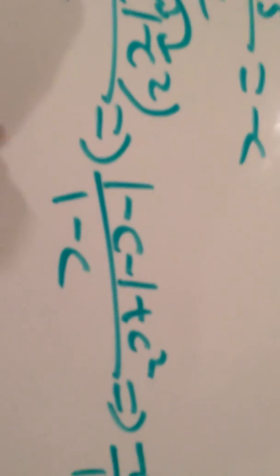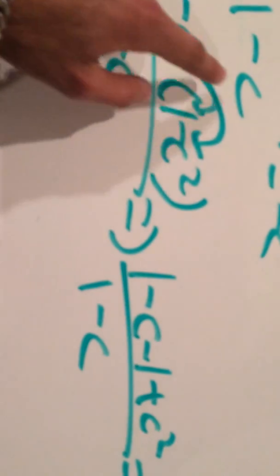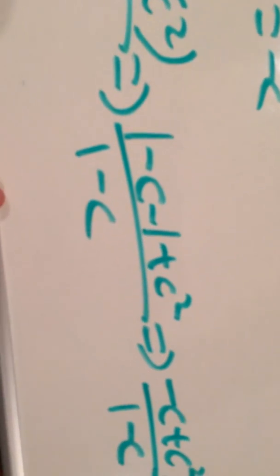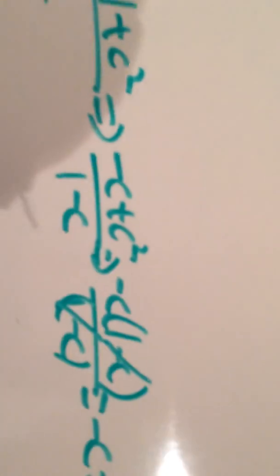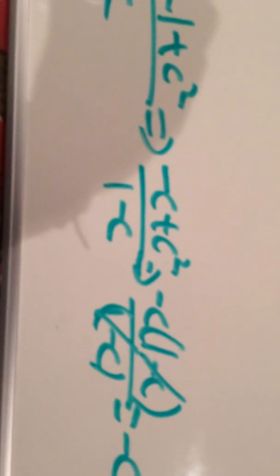So what do I get? I get 1 minus c minus 1 plus c squared. Remember, the negative distributes over here to make it positive, all divided by 1 minus c. Let me combine like terms. The 1's go away, and I'm left with negative c plus c squared divided by 1 minus c.